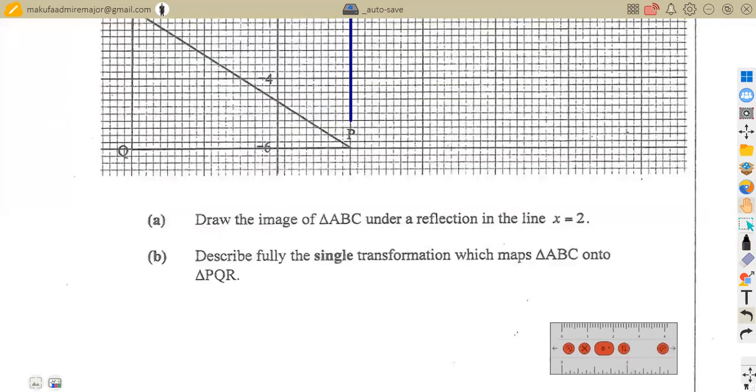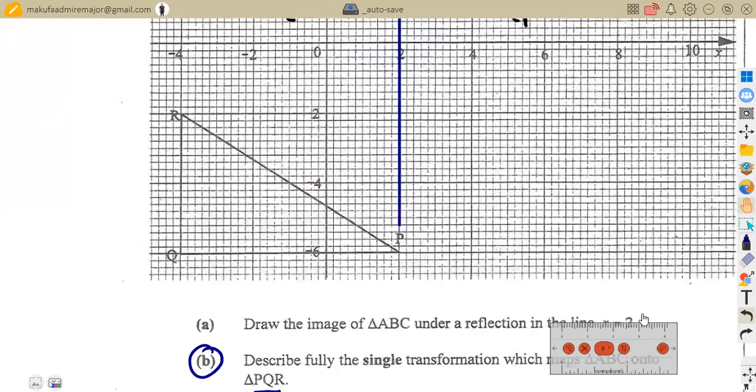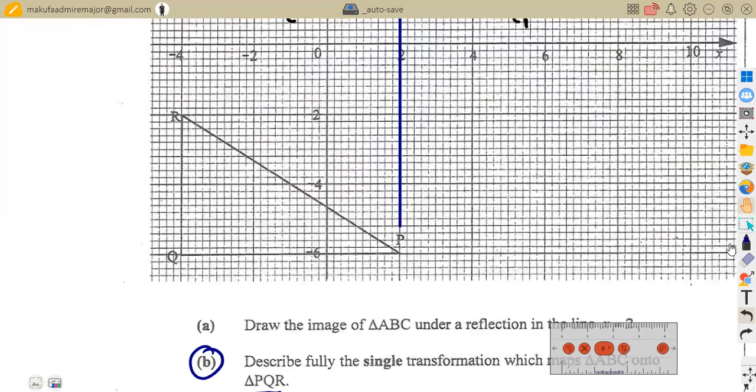Describe fully on the item B. We are being asked to describe fully the single transformation which maps triangle ABC onto triangle PQR. So we want to describe what is happening between these two triangles. This is our triangle PQR. So this is where we have our P, where we have our Q, and where we have our R.